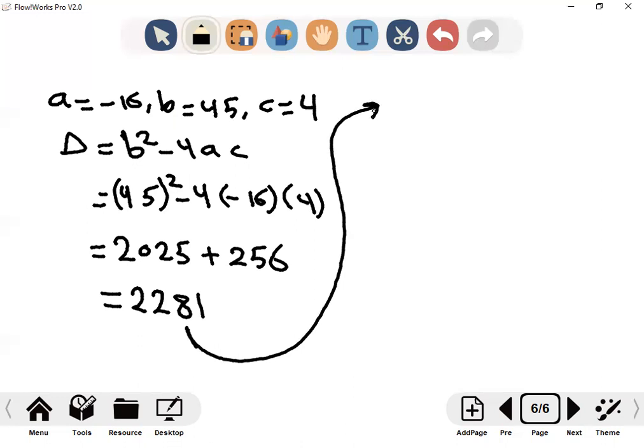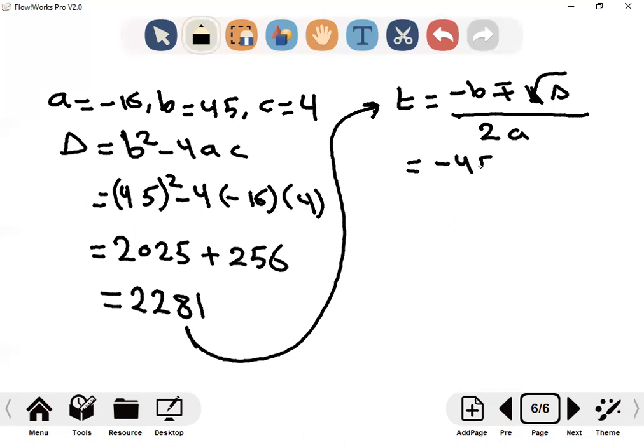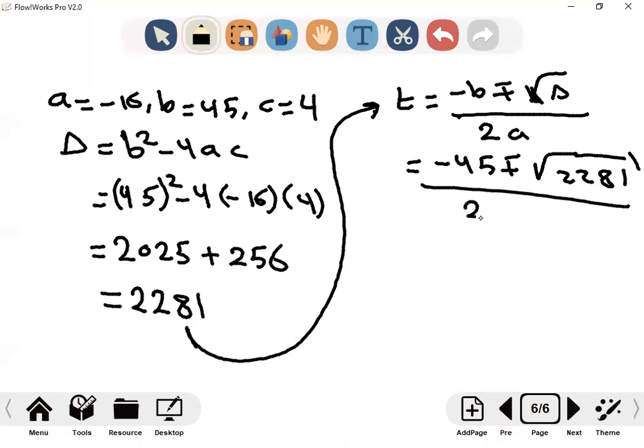So I won't write x here. I'll write t, because our variable which we are working on is t, the time. t equals minus b plus or minus the square root of delta over 2a. This is equal to minus b, where b is 45. So minus 45 plus or minus the square root of delta, which is 2281, all under the root, all over 2 times a, which is negative 16. Find the root.